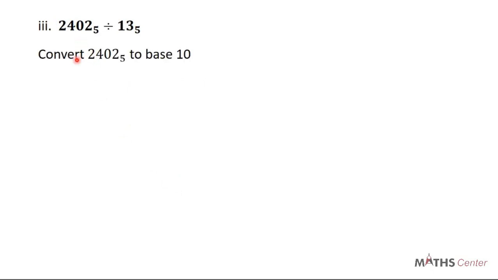We have 2402 base 5 divided by 13 base 5. So in division, what you have to do is convert this to base 10, convert this to base 10, divide the result that you get, then finally convert your answer to base 5. That's simple. So you first convert 2402 base 5 to base 10.